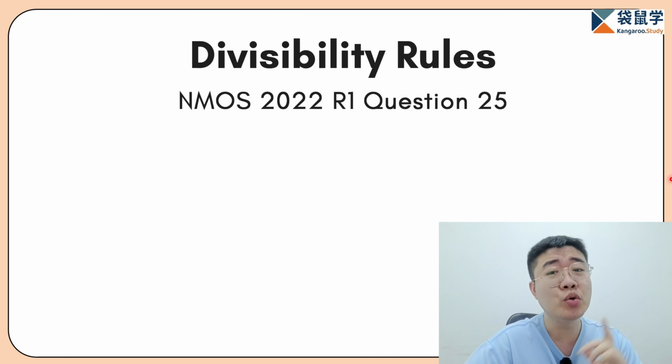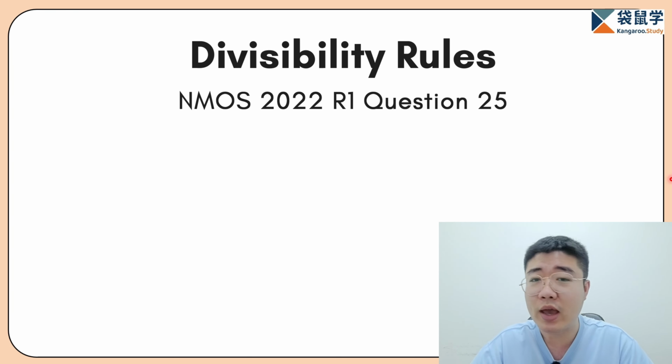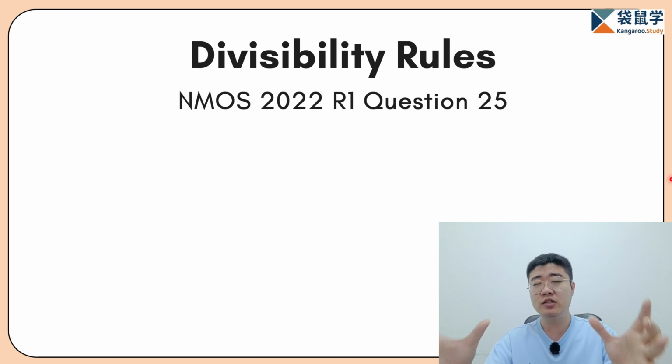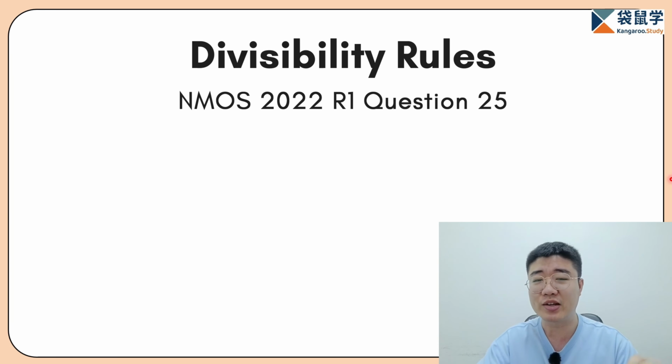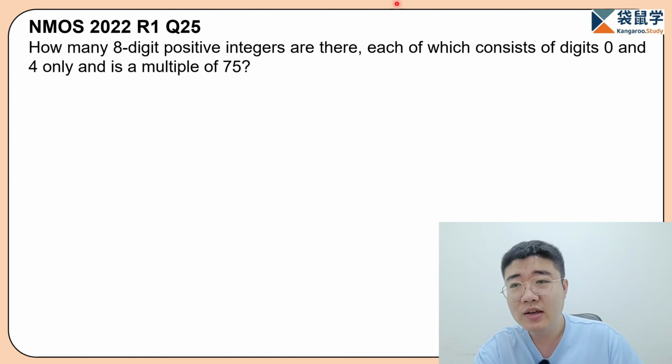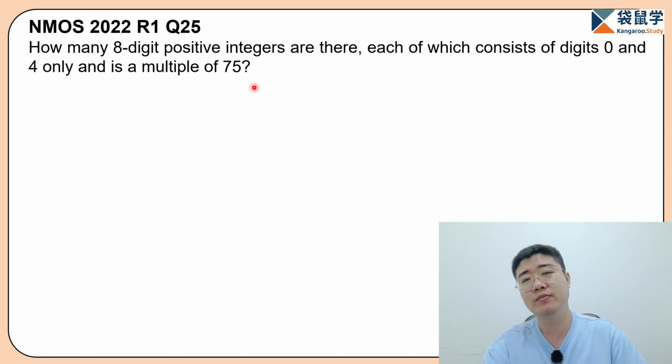Now, in this video, we are going to discuss this question from NMOS 2022, and this is testing us on the divisibility rules. So, without further ado, let us take a look at the question together. Now, in this question, they tell us: how many 8-digit positive integers are there, each of which consists of the digits 0 and 4 only, and is a multiple of 75.